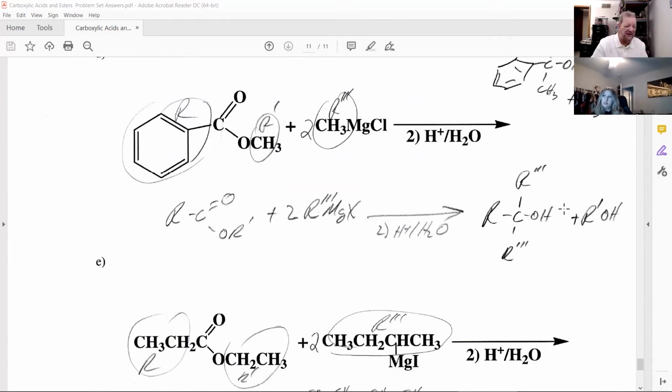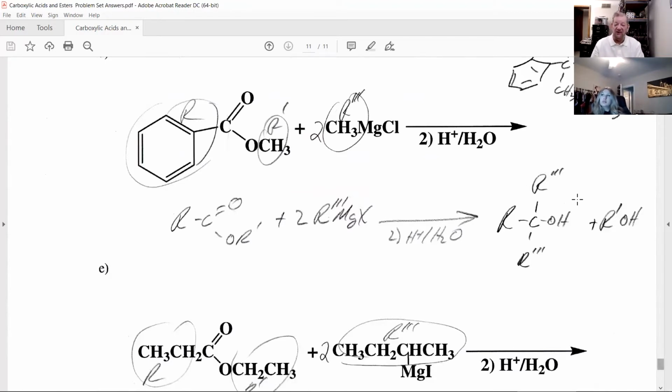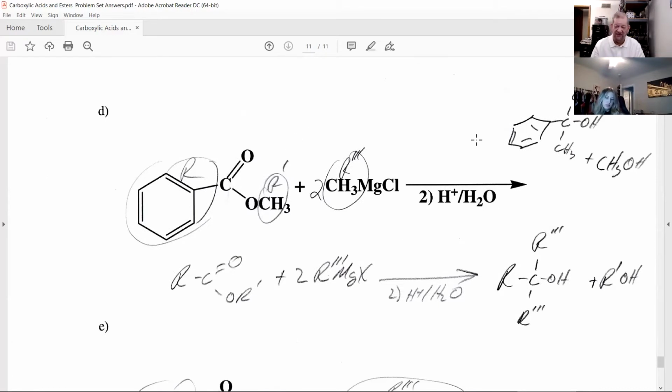I'm looking over. I have my monitor, my picture for Zoom over here, because there's a lot of stuff over here. And you get not one, but two carbon-carbon single bonds to what was the carbonyl carbon. So first alcohol, what's attached to the carbonyl carbon is still there. And you then have two R triple primes and then an alcohol. The R prime on the oxygen of the ester also becomes the alcohol. And here would be, for D, the correct answer.